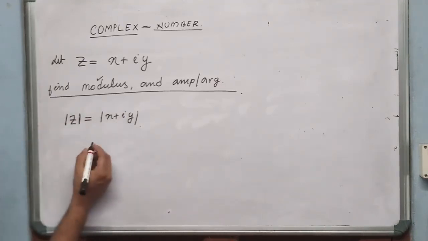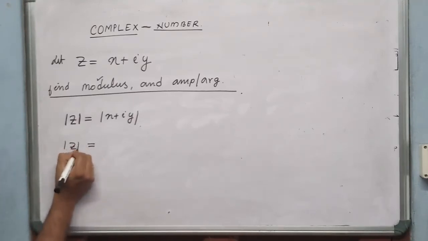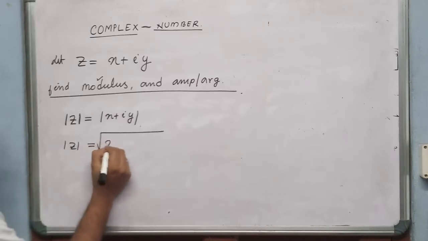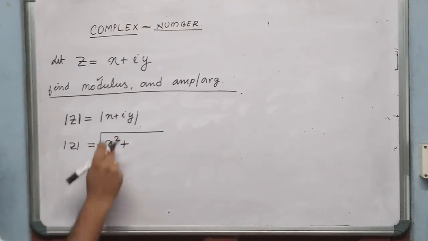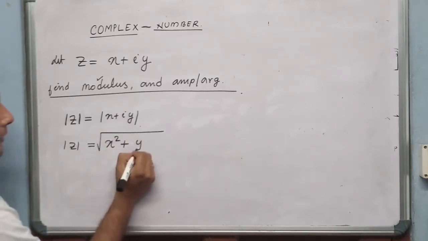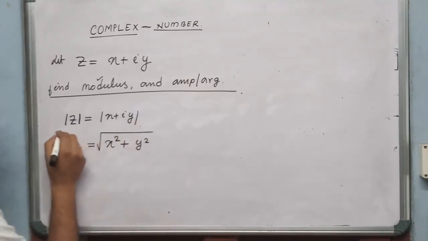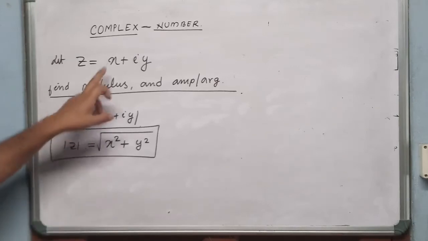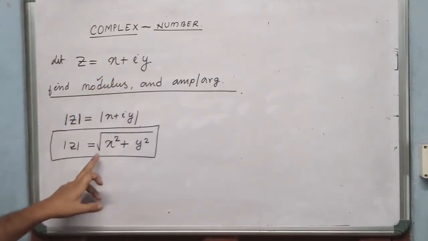Now when you remove the mod, you just have to put the square root of x square plus, you don't have to write i over here, just write y square. This is the modulus of a complex number. If it is a plus ib, then you write under root a square plus b square. This must be the modulus.